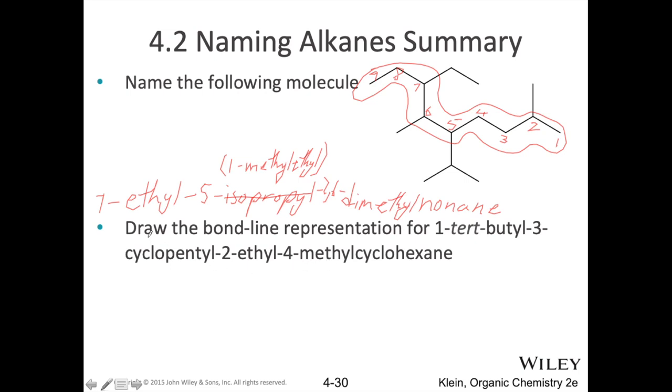With trying to draw this backwards, what I recommend is, again, to do this problem backwards where you're given a name and you're trying to draw the structure. I want you to look at this backwards as well. You want to start with that root word and draw that parent chain. Now, in this case, your parent chain is cyclohexane.